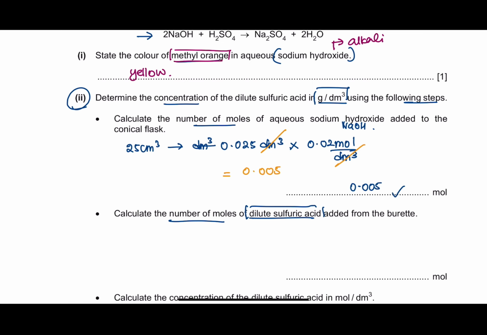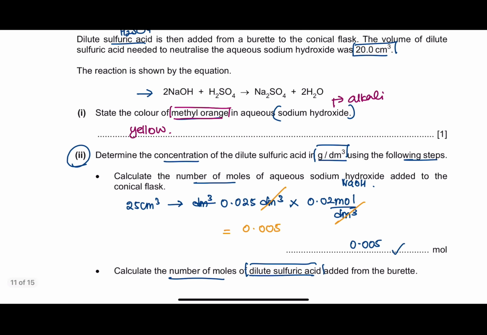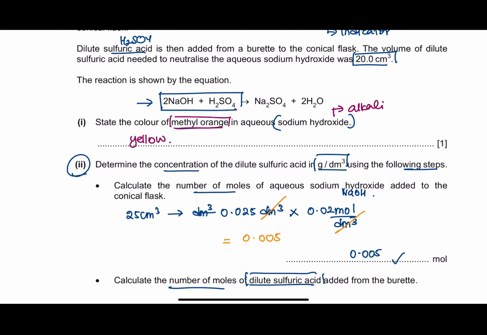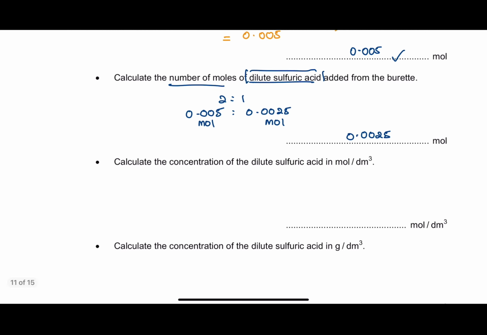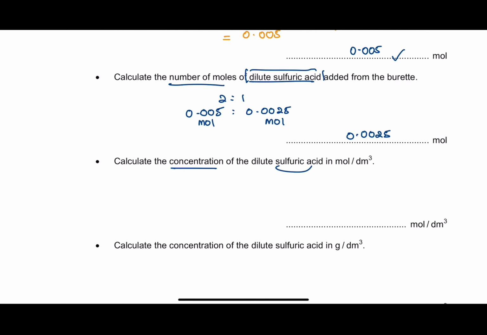Now that you have the mole of sodium hydroxide, you have to refer back to your equation and check the ratio. 2 sodium hydroxide gives 1 sulfuric acid. This means the ratio is 2 to 1. So if you have 0.05 mole, the ratio would be to divide by 2, giving you a mole of 0.025 mole. Now the next step would be to calculate the concentration of dilute sulfuric acid in mole dm³.